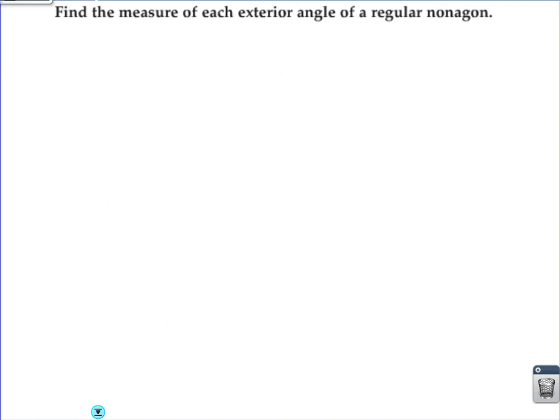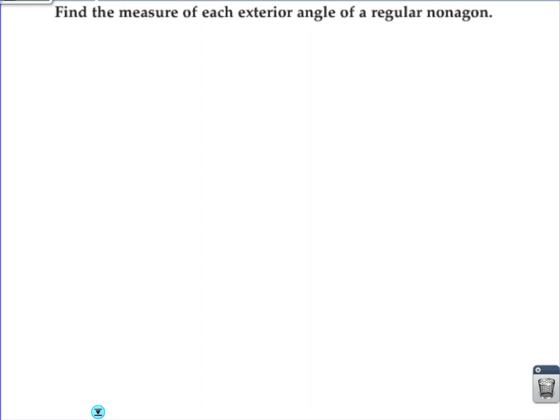Find the measure of each exterior angle of a regular nonagon. This is tough. Y'all watch how hard this is. Find the measure of each exterior angle of a regular nonagon. Okay, regular means all the angles are going to be the same. If all the angles are the same, are all the exterior angles going to be the same?